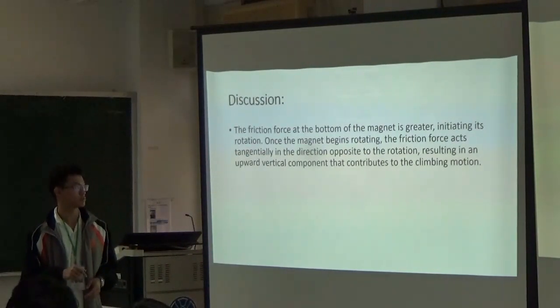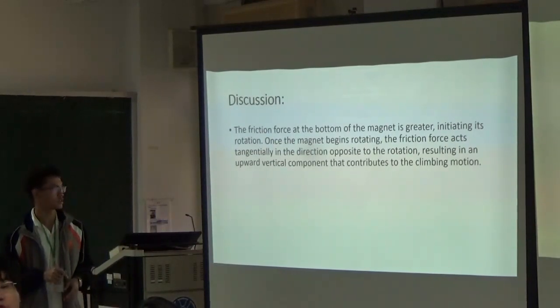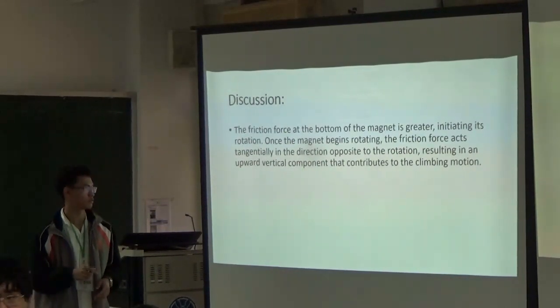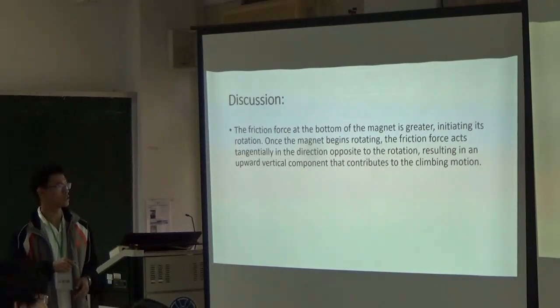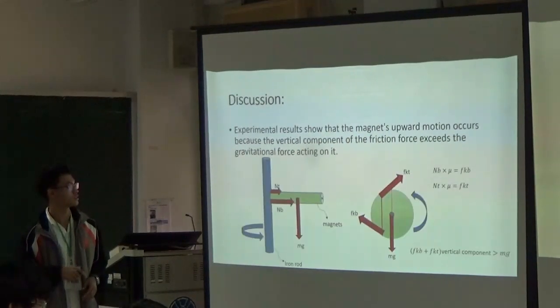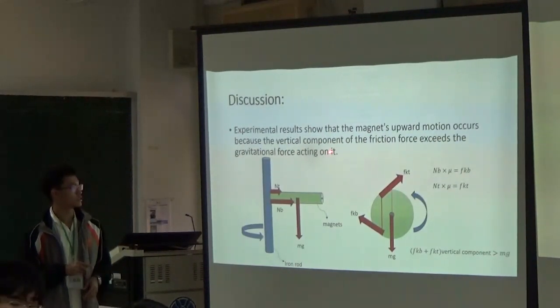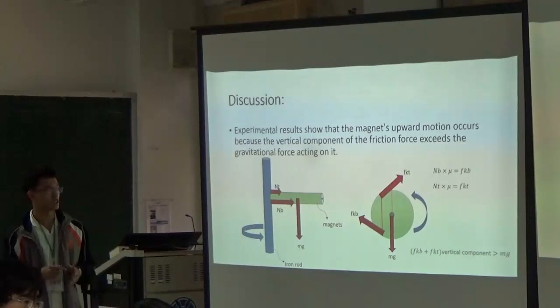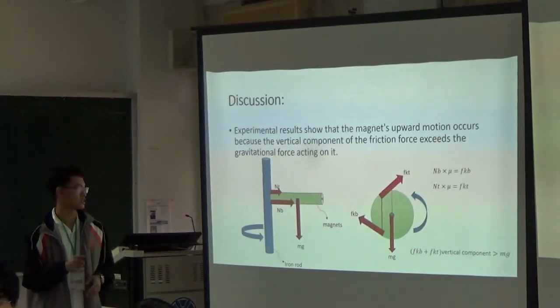Once the magnet is rotating, the friction force acts tangentially in the direction opposite to rotation, resulting in an upward vertical component that contributes to the climbing motion. We have a picture shown in the math. Recent research shows that the magnet's upward motion occurs because the vertical components of the friction force exceed the gravitational force acting on it.